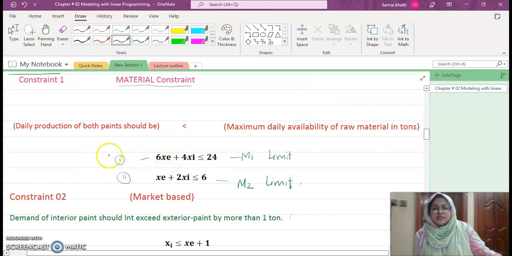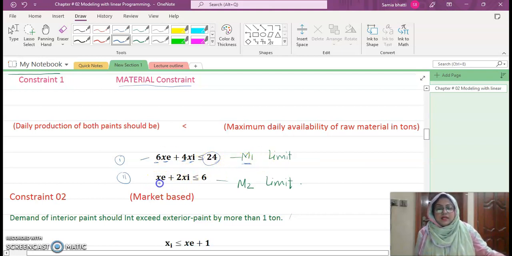Okay, so we have already learned this from the table, and now we are simply representing the equations. 6xe, because here xe represents the exterior paint, 6 represents the material 1 restriction, right? So 6 tons of material 1 for exterior paint plus 4 tons of material 1 for interior paint, and the daily maximum availability is 24 tons. This is the M1 limit.